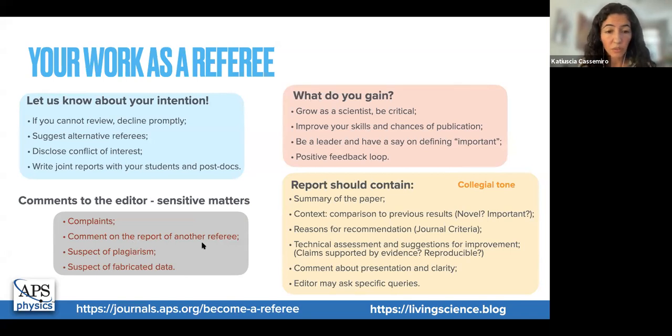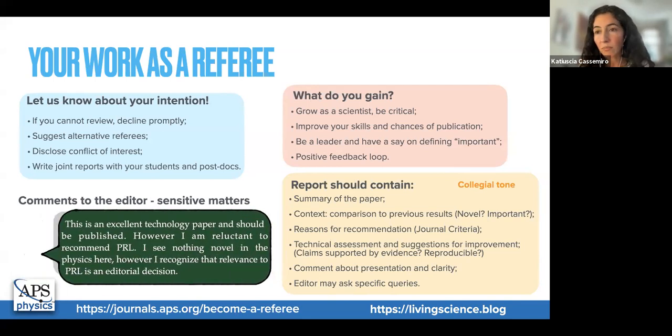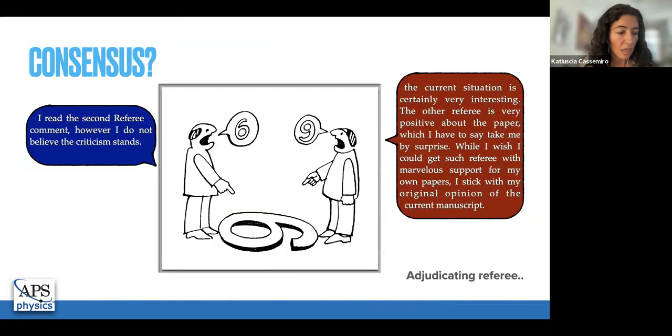You may comment on the report of another referee, and sometimes it's just an informal way to repeat what you have in your report, but you may say, well, it's a good paper. I think it should be published, but this one is more on technology. The paper was submitted to PRL, so I don't think it fits the criteria, but it's an editorial decision. So you just say in an informal way what you think to the editor.